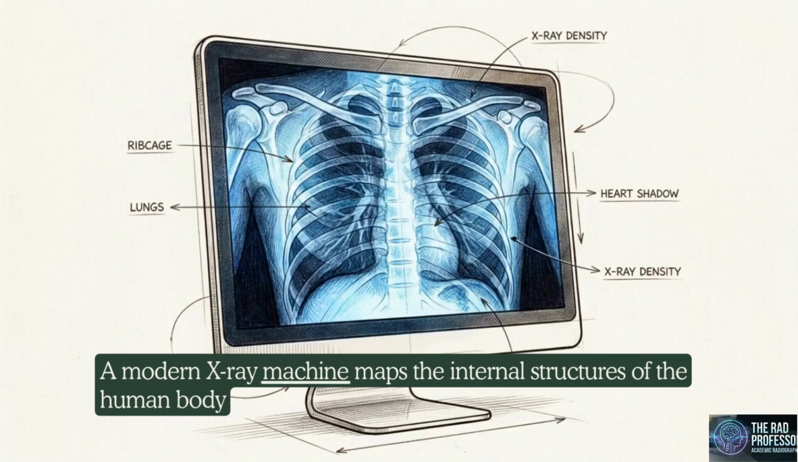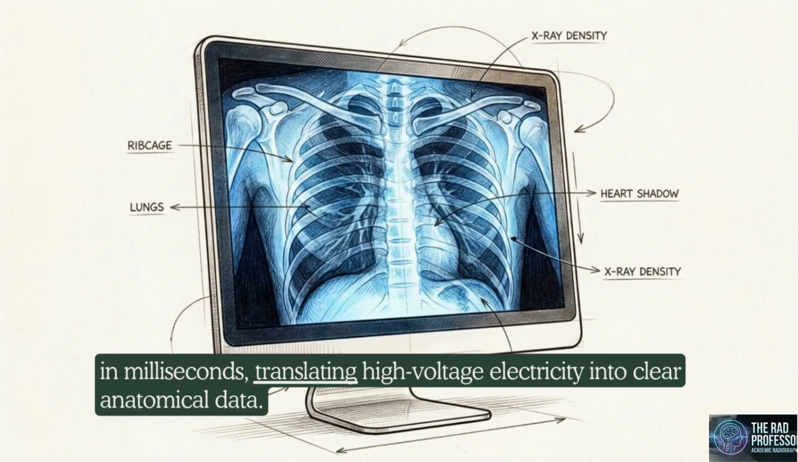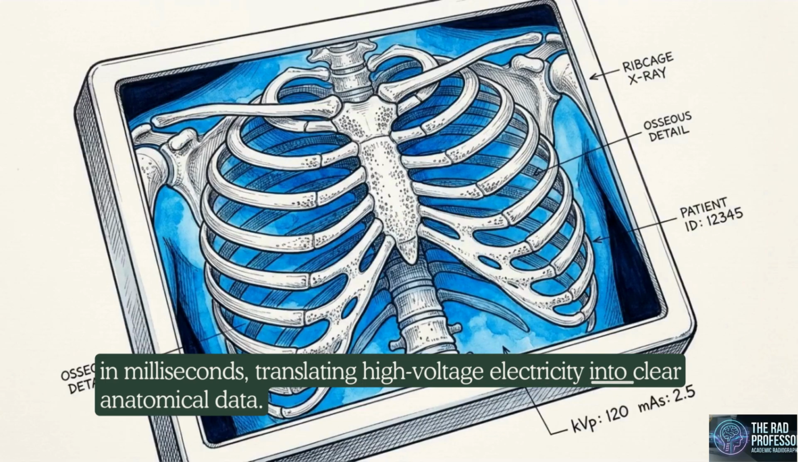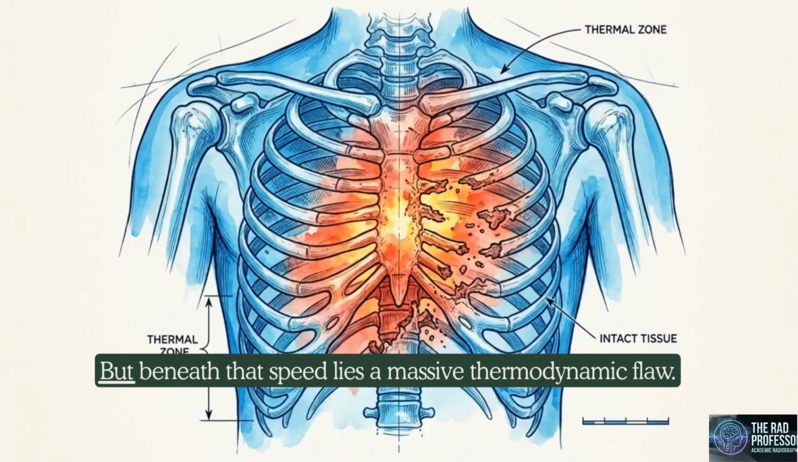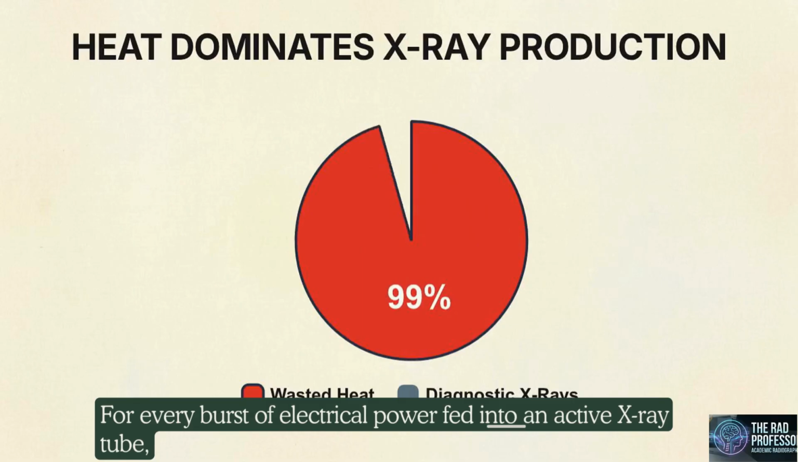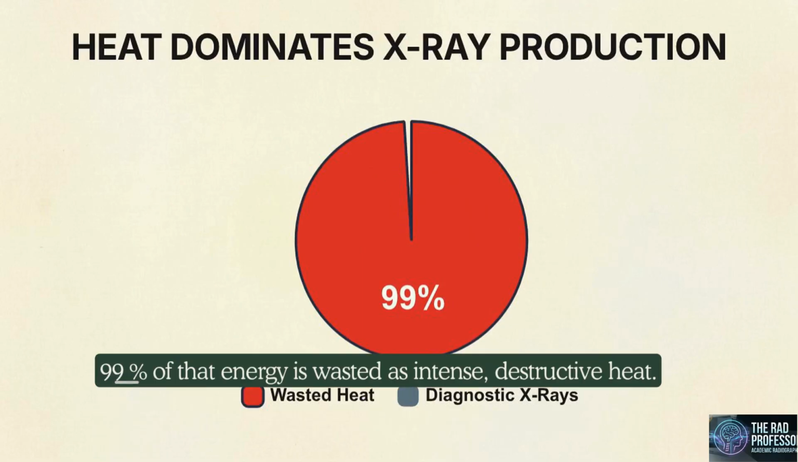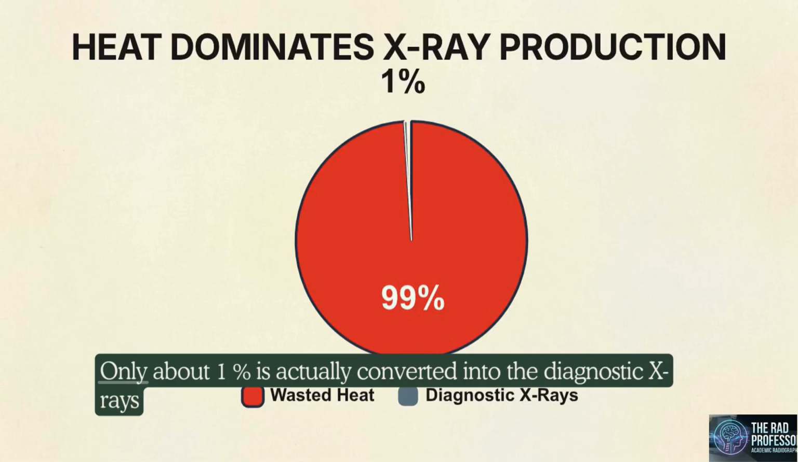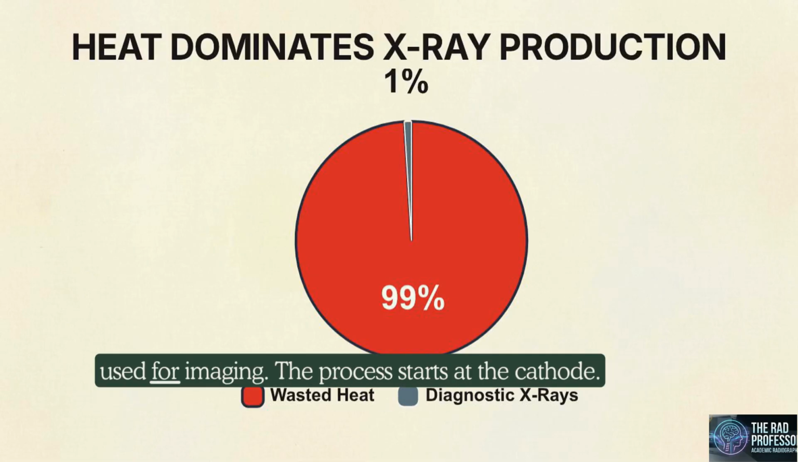A modern X-ray machine maps the internal structures of the human body in milliseconds, translating high-voltage electricity into clear anatomical data. But beneath that speed lies a massive thermodynamic flaw. For every burst of electrical power fed into an active X-ray tube, 99% of that energy is wasted as intense, destructive heat. Only about 1% is actually converted into the diagnostic X-rays used for imaging.